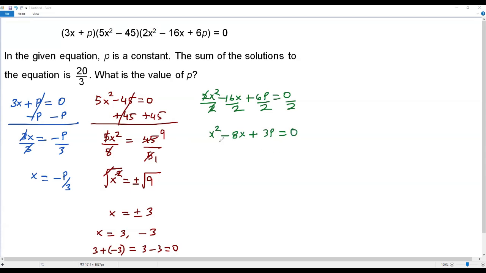Okay, now to solve for x in this quadratic equation, it's a little complicated because it contains an unknown constant p. So now I'm going to use the formula to find the solutions of a quadratic equation.